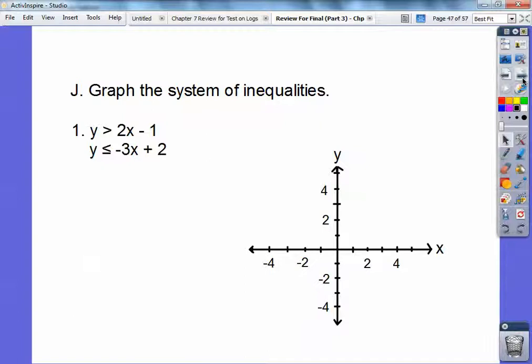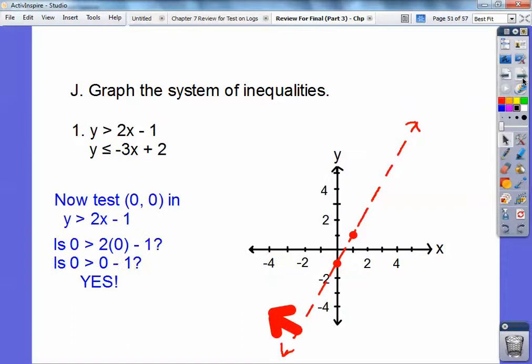Since (0, 0) was on this side of the line, I shade the whole side of the line. Okay, graph this system of inequalities. The first one's going to be dotted. So there we go, up 2 over 1, dotted line, test (0, 0). It was a yes. 0 is greater than 0 minus 1. That's true, so I'm going to shade the side (0, 0) is on. Now, since I'm graphing this line, I'm not going to shade it yet. I just put a little arrow there to remind me.